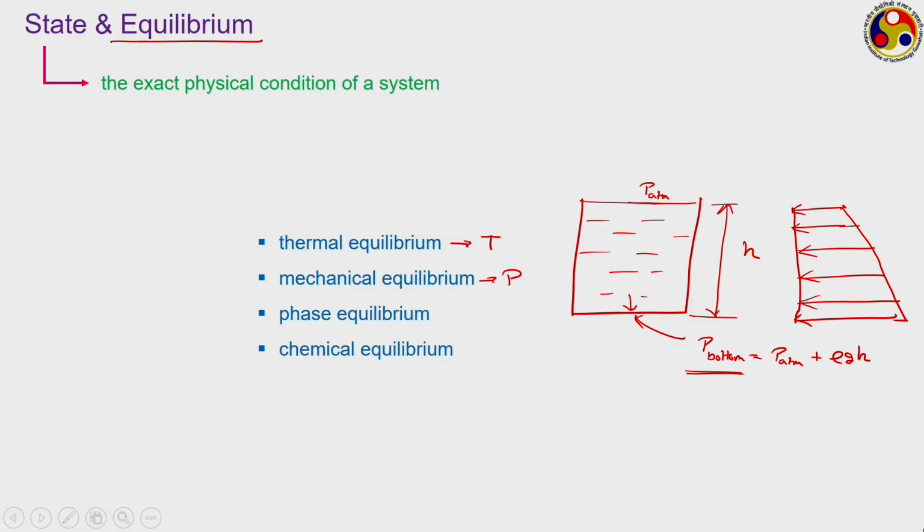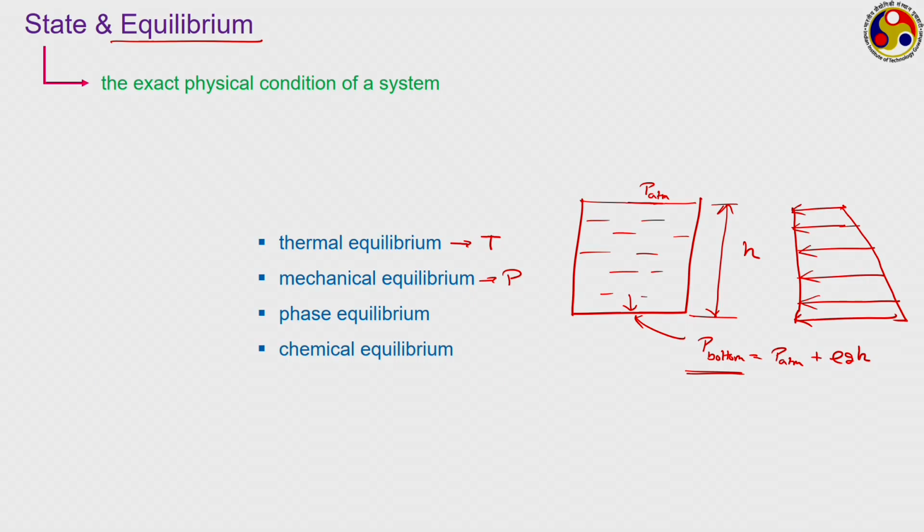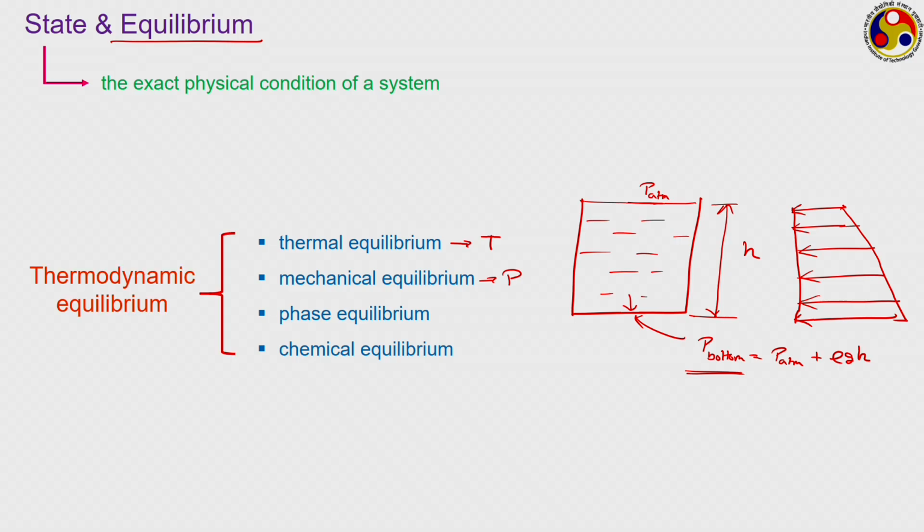And finally there is chemical equilibrium, which means the absence of any kind of chemical potential, no chemical reaction taking place in the system, and therefore the molecular structure remains the same. So, this way we can have 4 kinds of equilibrium in a system, and when a system satisfies all these equilibrium conditions, then we call it to be in thermodynamic equilibrium. Therefore, a system can be in thermodynamic equilibrium when all these kinds of equilibrium conditions are satisfied.